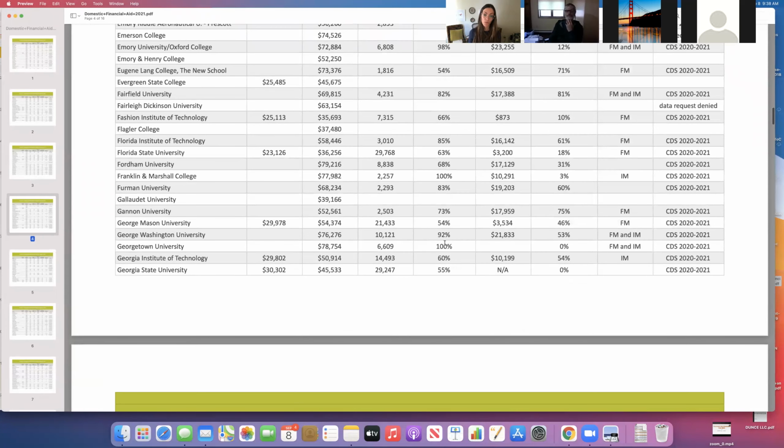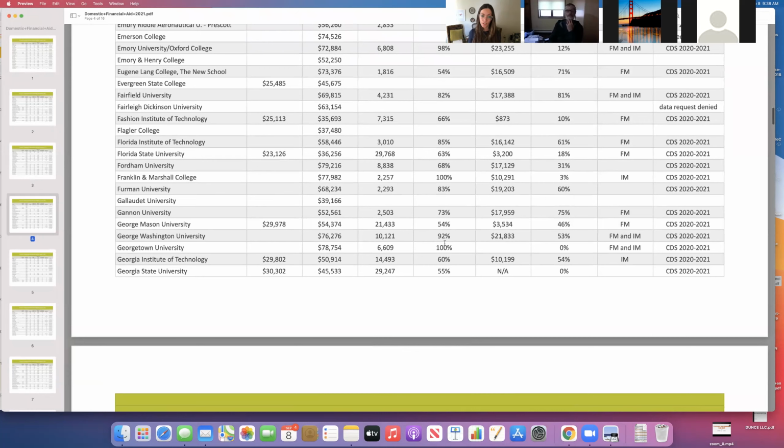And you can see these are some of the most selective schools in the country. A school like Georgetown awards 100% of need and 0 merit. So that's what I'm talking about. Typically high need met is low merit.